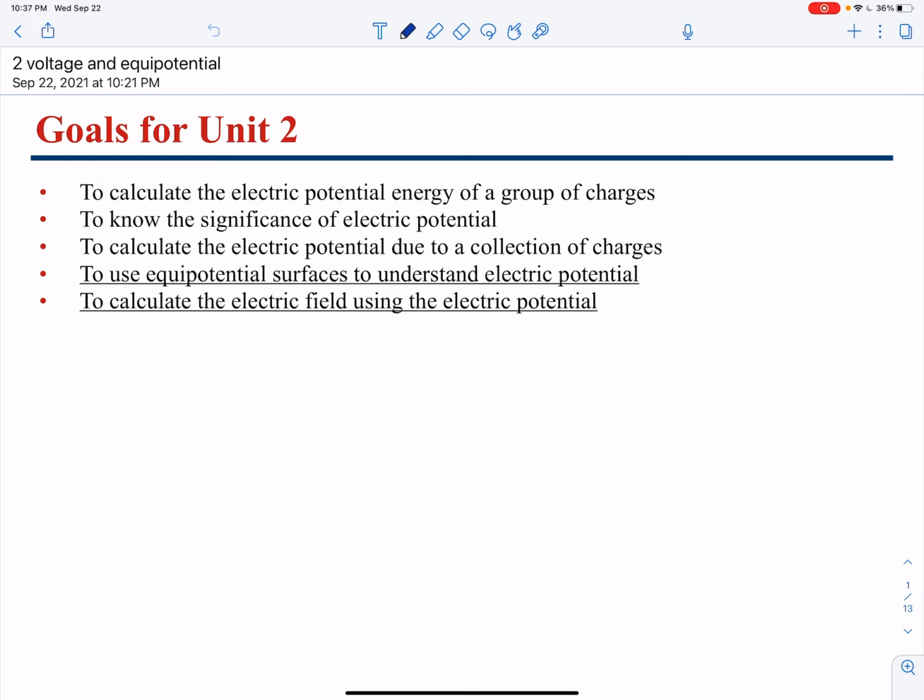We're going to continue the investigation of electric field and electric potential that we started the other day on our day one. We're also going to look at a couple of different strategies for calculating electric potential when we have a collection of charges, either discrete charges or a continuous distribution of charge. We're also going to look at equipotential surfaces to understand electric potential. This is a very powerful way to visualize potential or voltage.